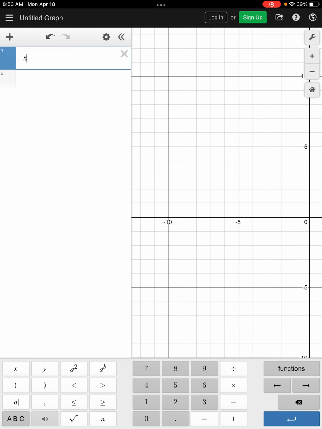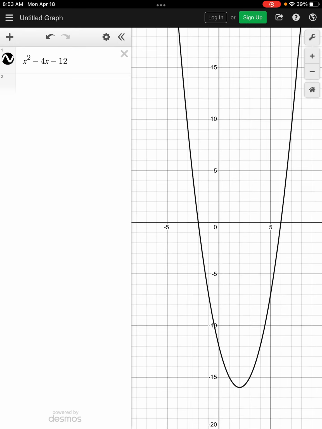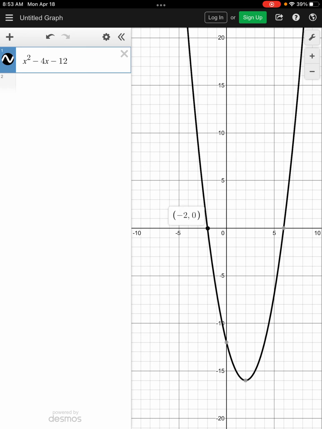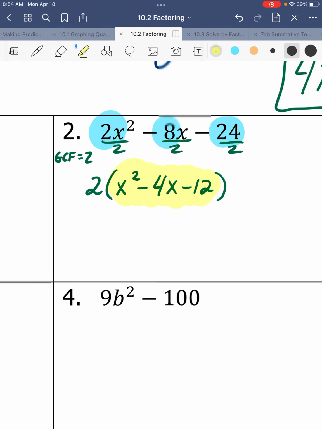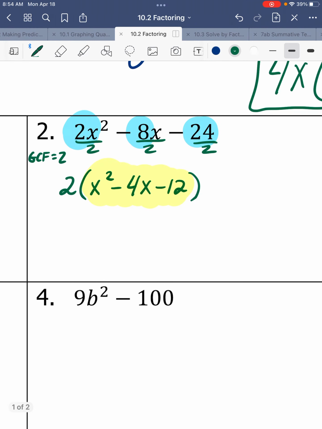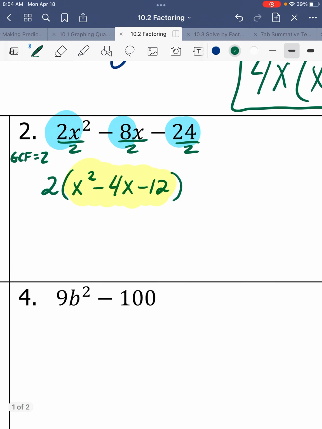It's already on x, so we don't have to change it to x. x squared plus 4x minus 12. Let's look at the graph. Negative 6 and 2, so it can be factored further. So negative 6 and 2 are my solutions. So what we got here is x equals negative 6, x equals 2.